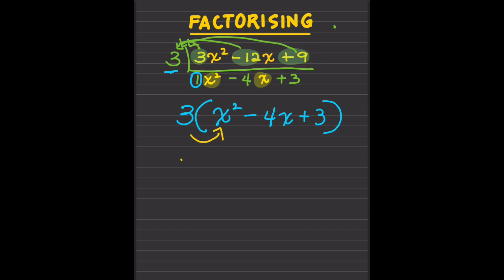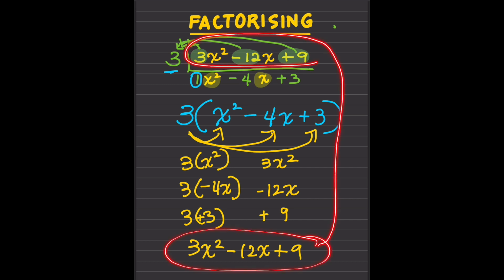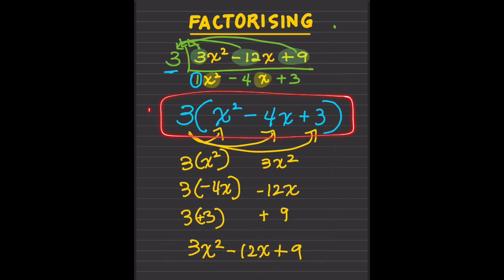So this is 3 times x squared. Okay? And then 3 times negative 4x, and then 3 times positive 3. So this becomes 3x squared minus 12x plus 9. Put it together, 3x squared minus 12x plus 9, which is exactly the same as this. So if you get that, that means this is correct. Okay?